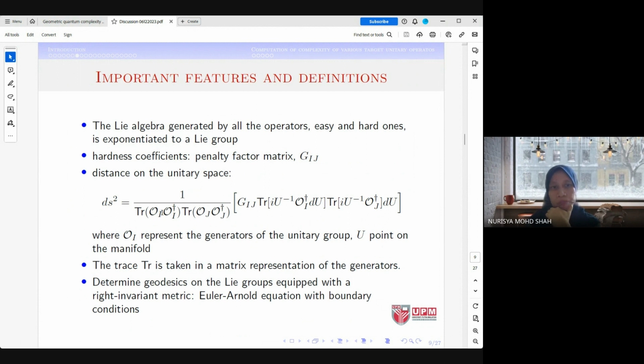So you have some generators O with respect to I. And then they have the U point on the manifold. So U point here is the unitary target. And then the trace is taken in the matrix representation. But the main thing is they also determine the geodesics on the Lie groups equipped with a right-invariant metric. In a way, they are solving the Euler-Arnold equation with boundary conditions. These boundary conditions are with respect to the unitary target.